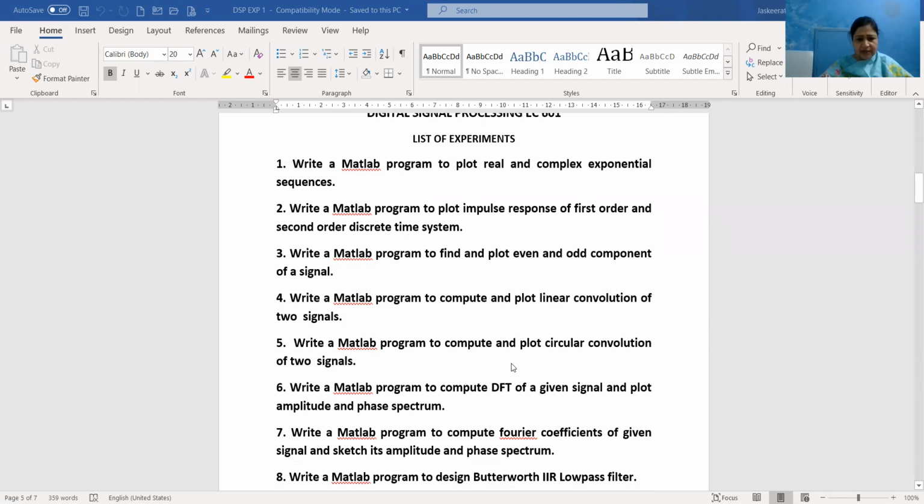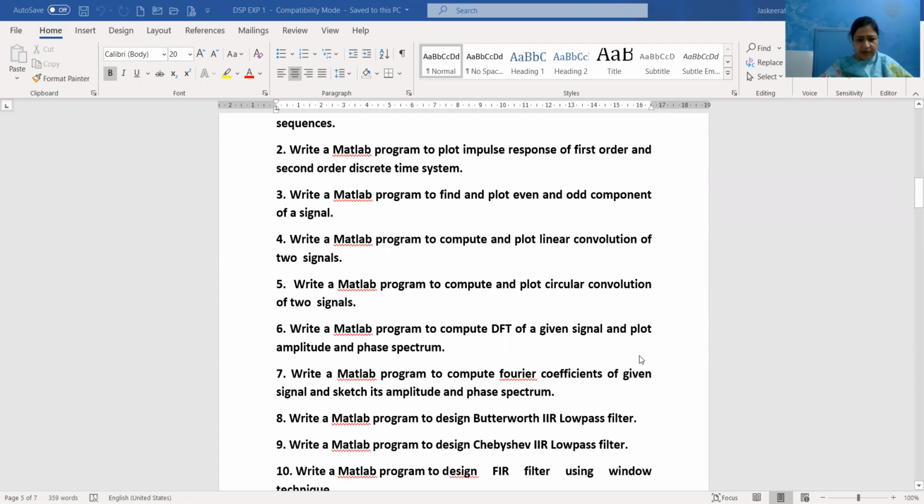Fifth practical will have plotting of circular convolution of two signals. Now, sixth practical will be a program to compute DFT of a given signal and plot amplitude and phase spectrum. Seventh practical will be a program to compute Fourier coefficients of a given signal and sketch its amplitude and phase spectrum.